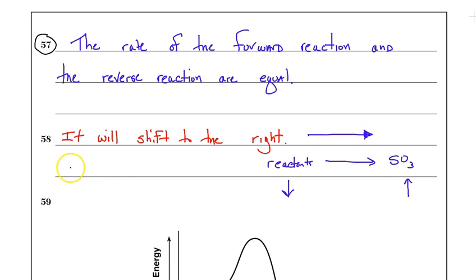But really, think about it. It'll shift to the right. It's all they're looking for. And that's the correct answer. Again, these part twos are much easier. There's always an easy answer to every question. You just have to unravel it. Number 59.